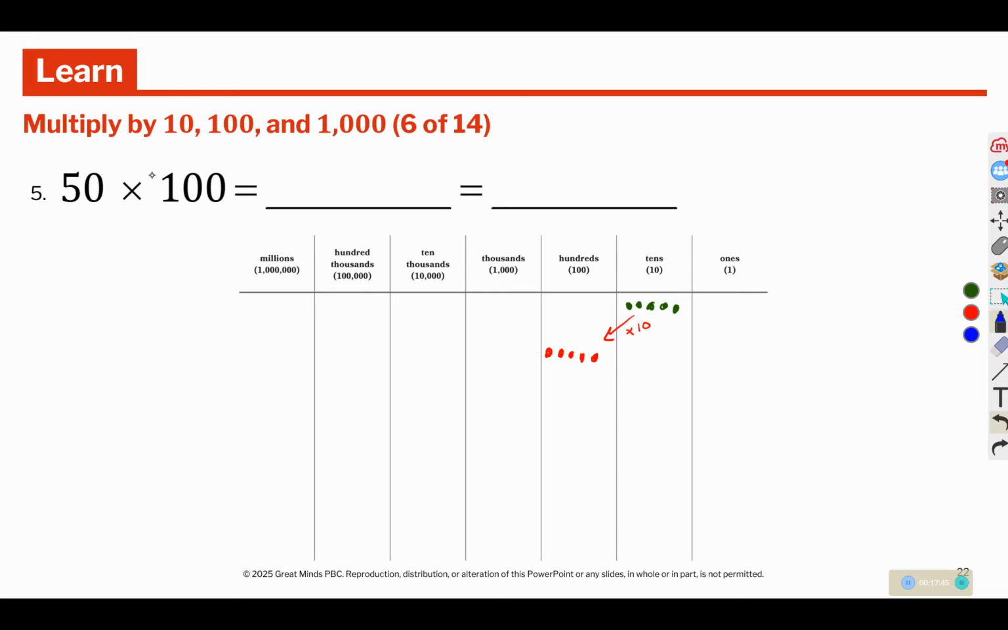But I'm not multiplying by 10, I'm multiplying by 100. So let's break it down. 100 is 10 times 10. So I took 5 tens, the 50, and I multiplied by 10, but I need to do it one more time. So they shift again. And now I have 5 in the thousands place. So 50 times 100 is 5,000.